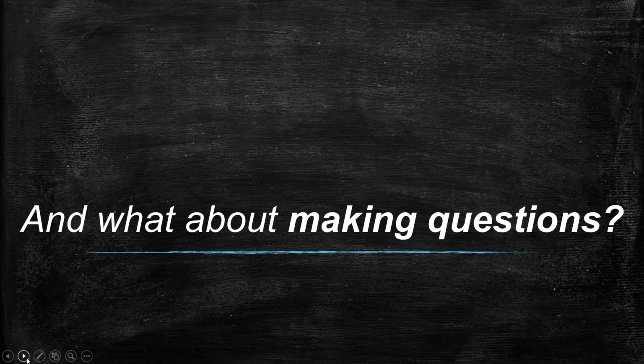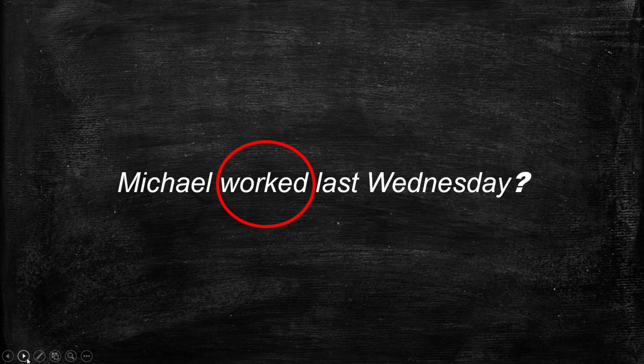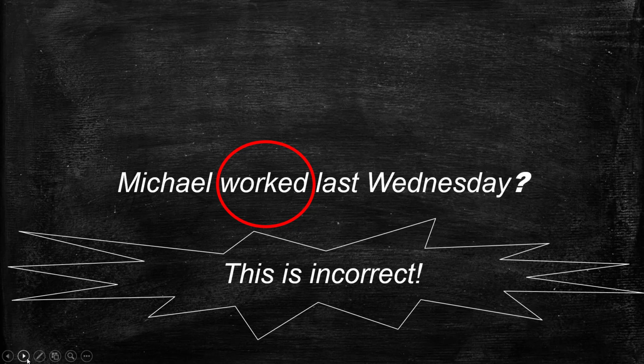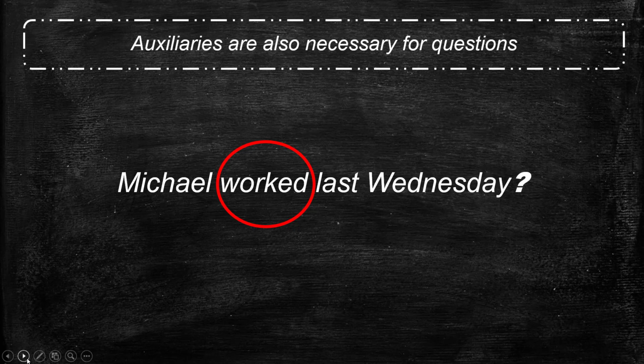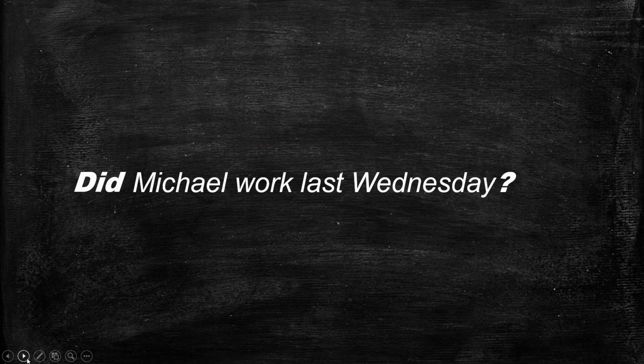Now, what about making questions? We can also make questions in simple past. Let's check some examples. Example number 1 is Michael worked last Wednesday. But this is not a question, this is affirmative form. So let's make a question. Michael worked last Wednesday? This is incorrect because we are not using auxiliaries. Auxiliaries are necessary also for questions. So if you think the correct form is did Michael work last Wednesday? You're correct. Correct form of this question is did Michael work last Wednesday? And we are using auxiliary did properly.